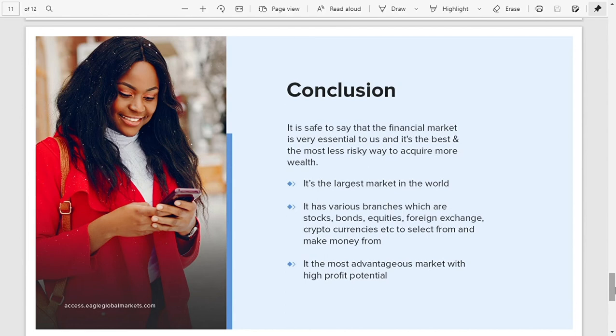If you're someone who doesn't like to trade stocks, you could opt for foreign exchange. If you're someone who doesn't like to trade foreign exchange, you can opt for cryptocurrencies. And if you don't like cryptocurrencies, you could opt for equities. There are a lot of options to choose from, and it's favorable for you. It is the most advantageous market with high profit potential. The forex market, or the financial markets to be precise, has the most profit potential where it is very easy for you to grow your wealth.